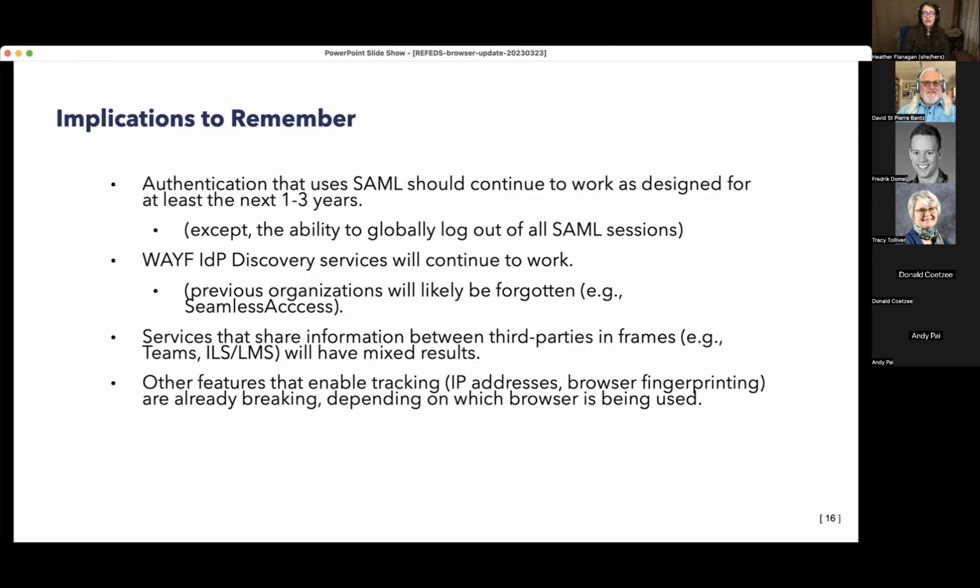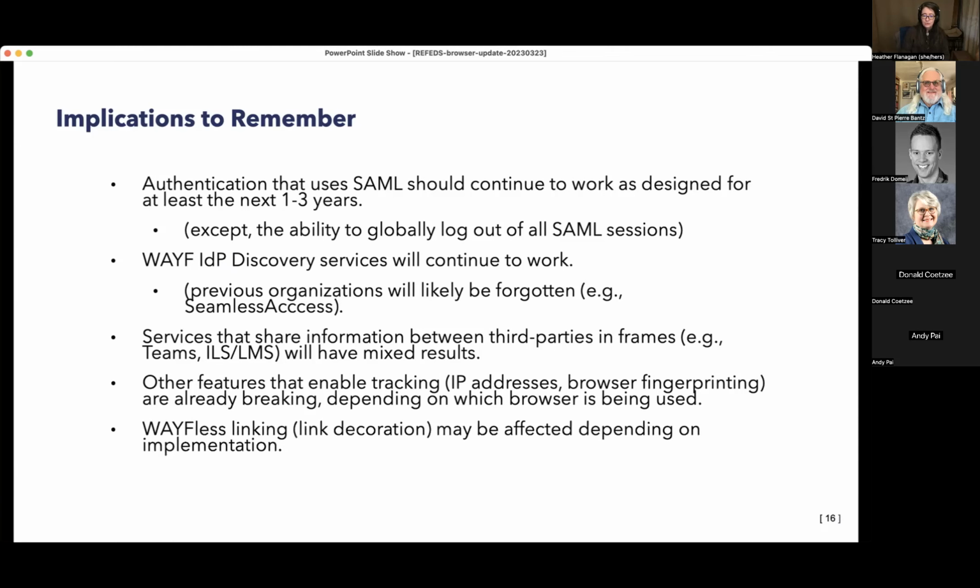Okay. Other features that enable tracking, such as the use of IP addresses and, as a corollary to that, browser fingerprinting, are starting to break depending on which browser you're using. This is very much a moving target landscape. So anything I say to you today about this stuff, in a couple of months, it could change. It could get a little bit more strict. This work has been going on for over 6 years at this point. And so while it may be new to some, as far as the browsers are concerned, they've been heading in this direction for a very long time.